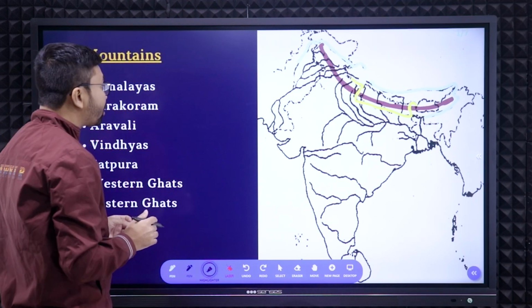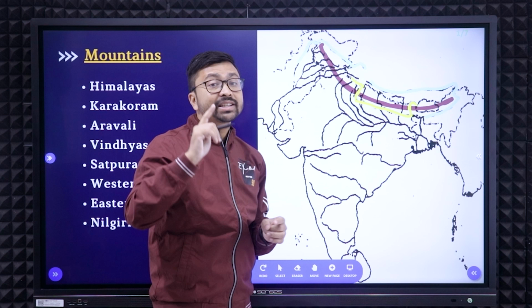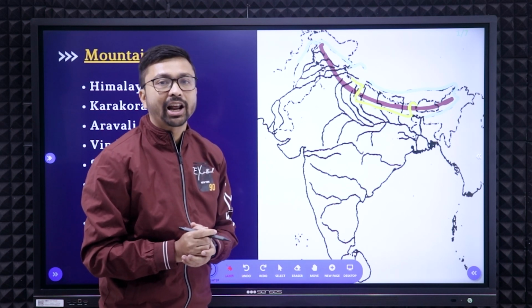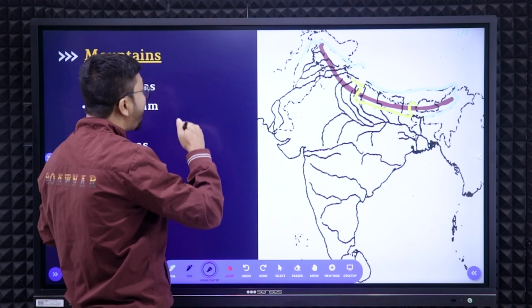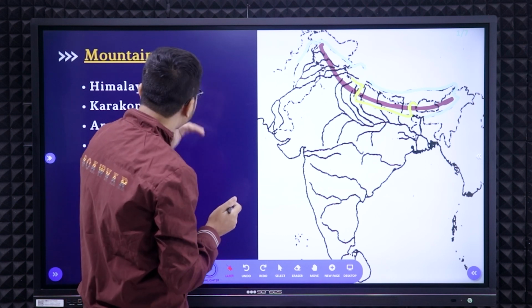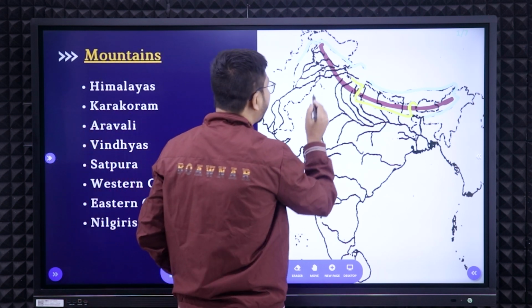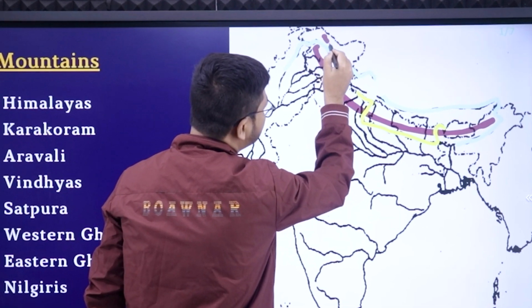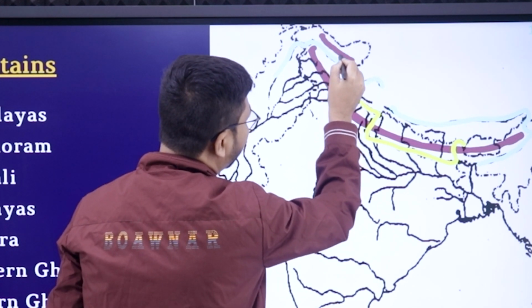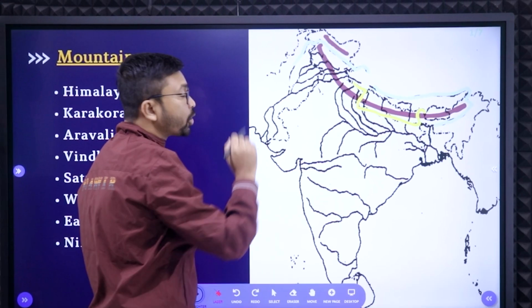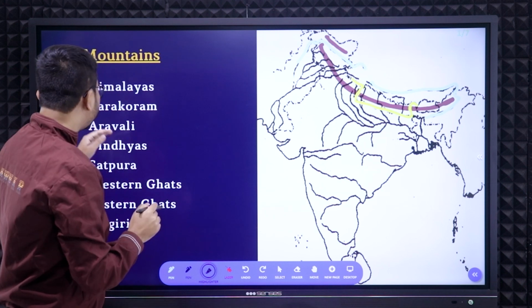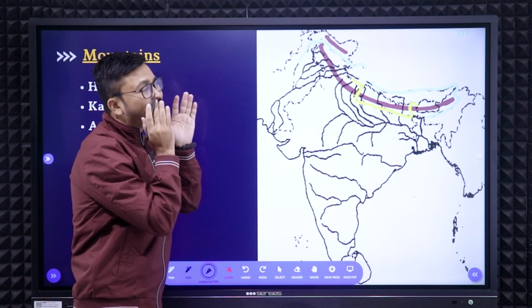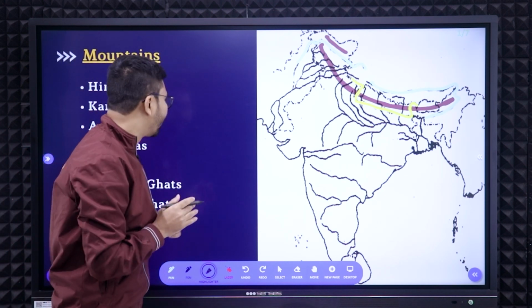Next, Karakoram. Remember, the Indus river will again be the clue for the Karakoram range. Above the Indus river, that portion will be Karakoram. So how will you mark Karakoram? Here, just parallel with the Indus river, this portion will be Karakoram, right? So you need to mark exactly like this, how I mark it here.